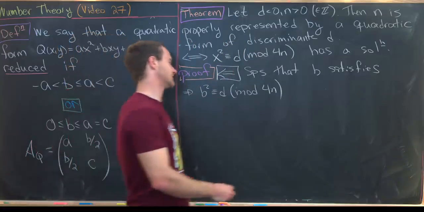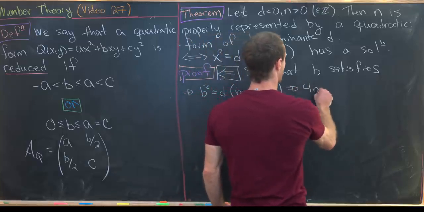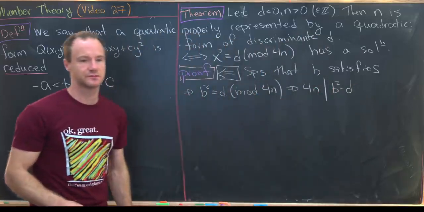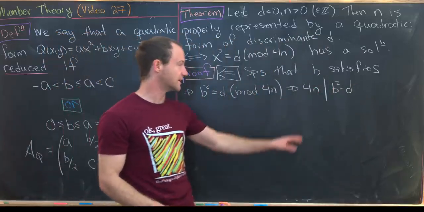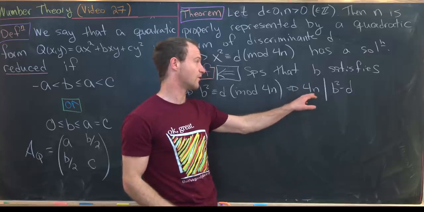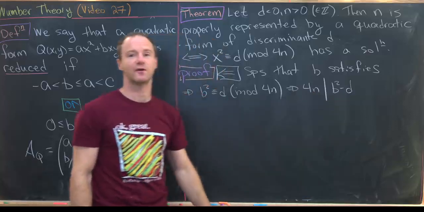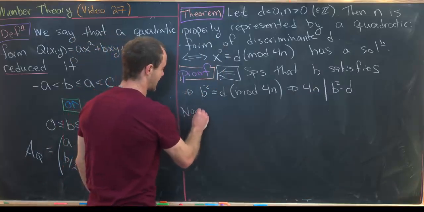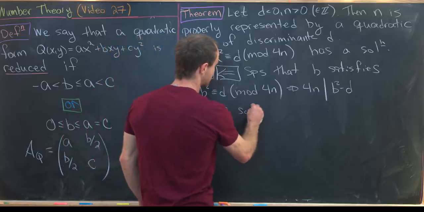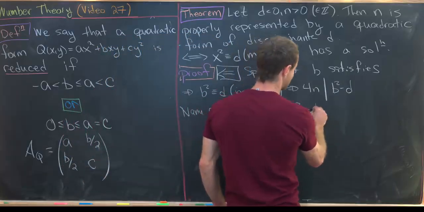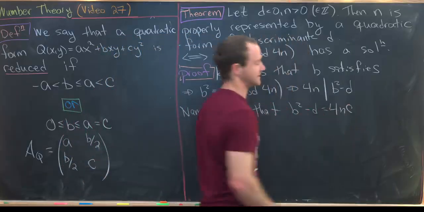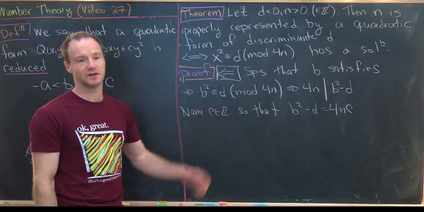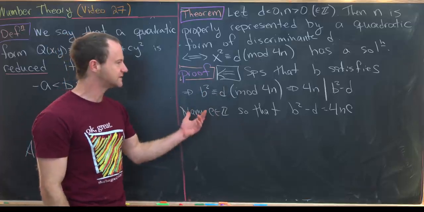So by the definition of congruence, this means that 4n divides b squared minus d. But then by the definition of divisibility, that means there's an integer such that 4n times that integer equals this stuff over here. Well, let's just call that integer c. So we'll name the integer c so that b squared minus d equals 4nc. In other words, that's building off the definition of divisibility there. Okay, so now let's move some things around here.